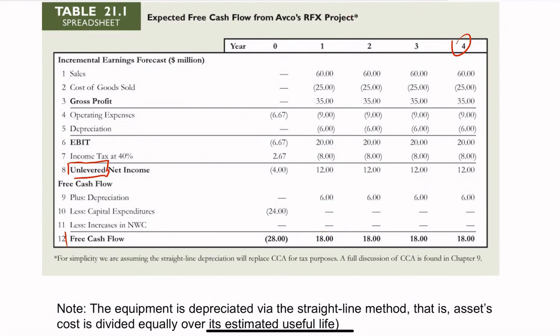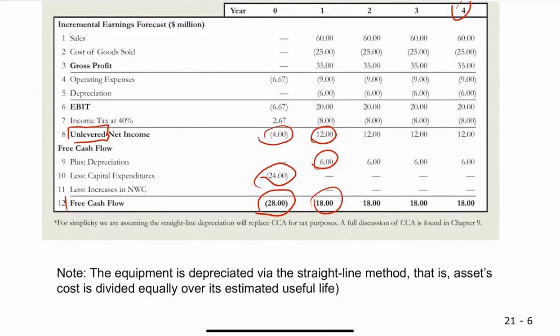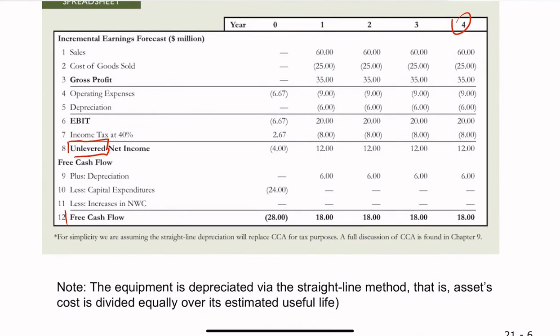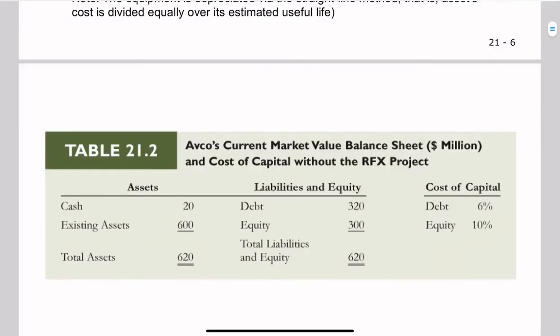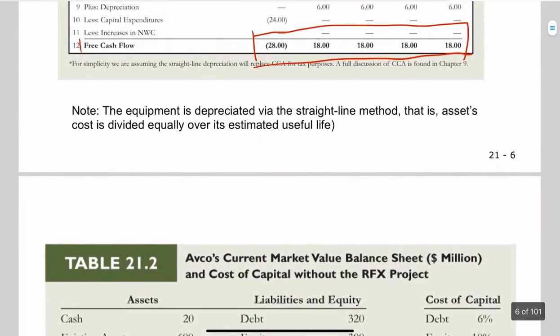And then you can see that we can basically find out this firm's free cash flow. So let's just go from the unlevered net income. First year, we have this minus 4 here, and then minus this CapEx of $24 million. So we get this minus 28. And then for the second year, we go from the $12 unlevered net income, and then plus depreciation, so we get 18. Then basically you can see that we now have found out the 4 years cash flows. So we have found out the cash flows.